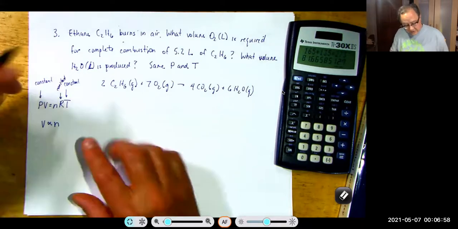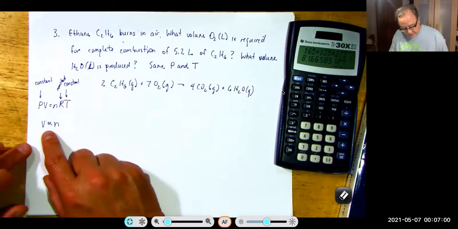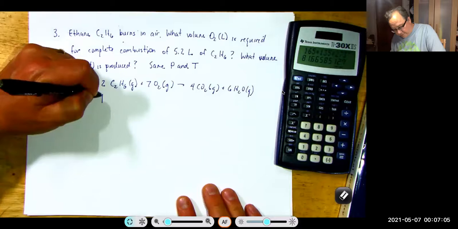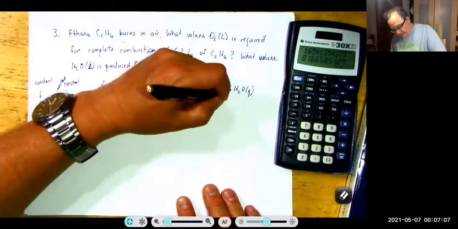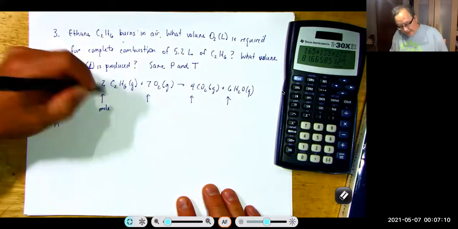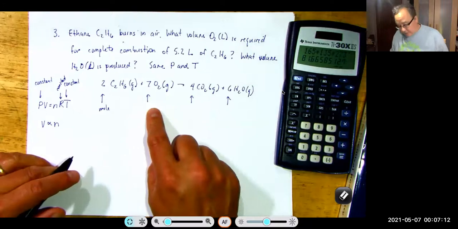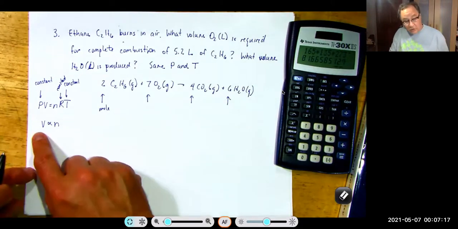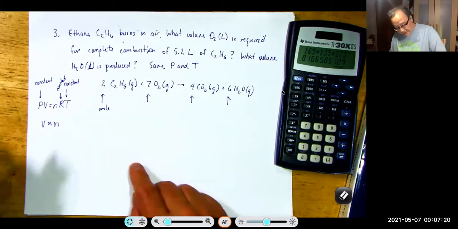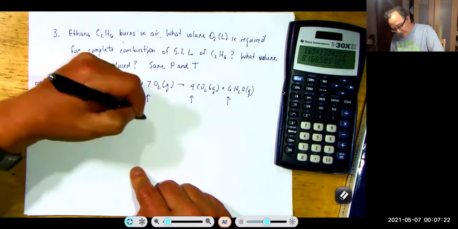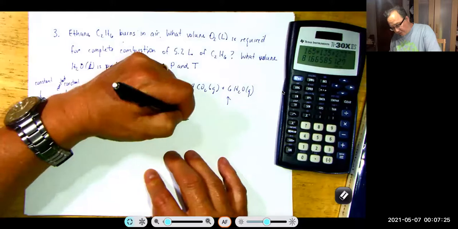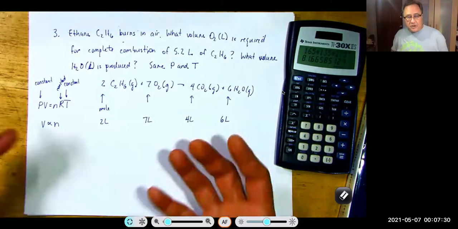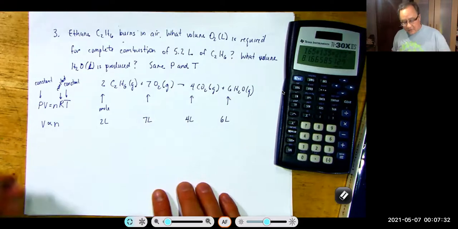So in this particular situation, the volume is proportional to the moles. Normally when we look at the coefficients, these are moles. 2 moles reacts with 7 moles to give you 4 moles and 6 moles. Under this special condition where the volume is proportional to the moles, we can say that 2 liters reacts with 7 liters to give you 4 liters and 6 liters. So the coefficients under this situation are also ratios of volumes.